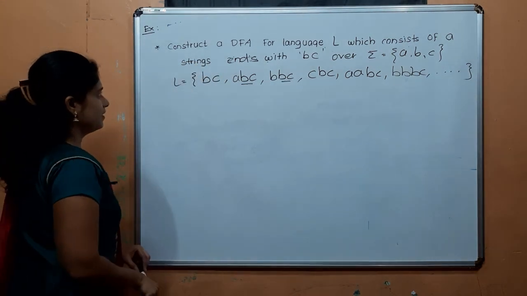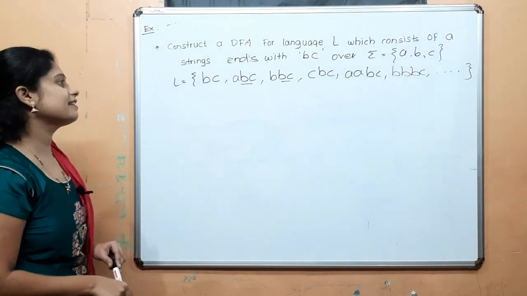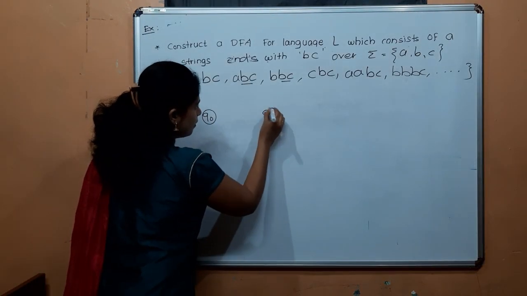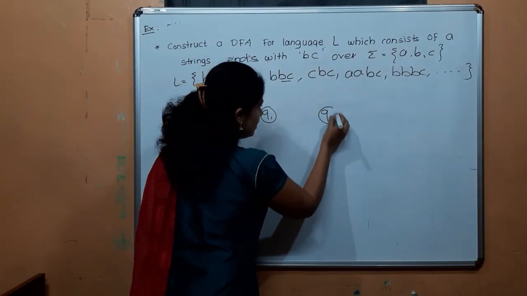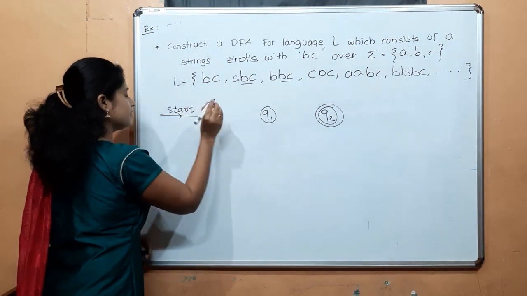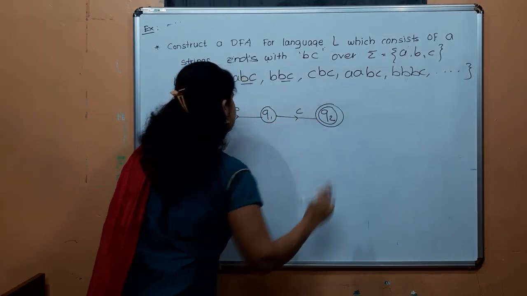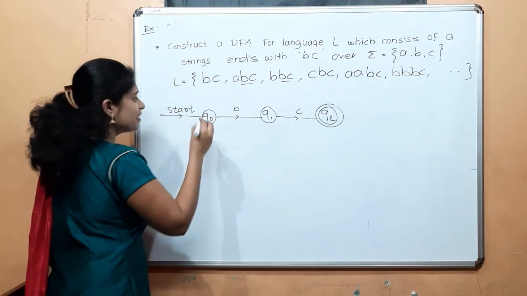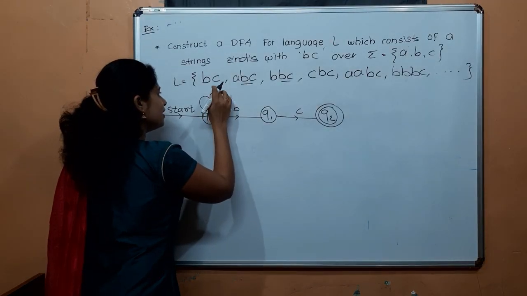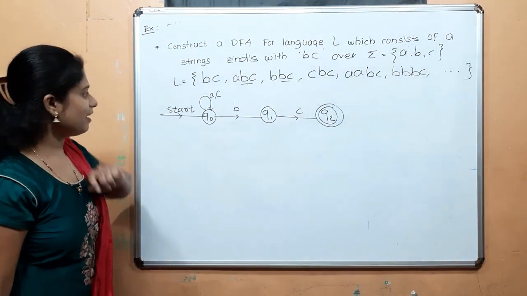See here, the length of the minimum string will be 2. 2 plus 1, 3. Therefore, the total number of states present in the transition diagram will be 3. See here, Q0, Q1, Q2 will be the final state. Start. Then B, C. See here, string ends with BC. Then the string also starts with either A or B or C. But B is already given. That's why here we can write A comma C.